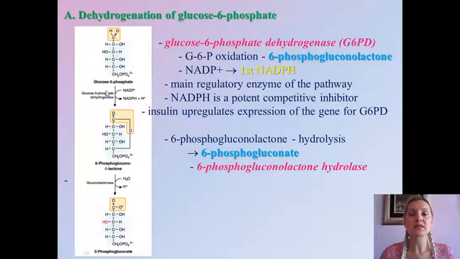This enzyme, remember, is the main regulatory, rate-limiting enzyme of the pathway. And NADPH is a potent competitive inhibitor of this very enzyme, so we have an example of feedback inhibition. Insulin upregulates expression of the gene for this enzyme, glucose 6-phosphate dehydrogenase. The second reaction of this first oxidative part is the hydrolysis of this phosphogluconolactone and its conversion to 6-phosphogluconate, and the enzyme is 6-phosphogluconolactone hydrolase, which is not a rate-limiting enzyme.